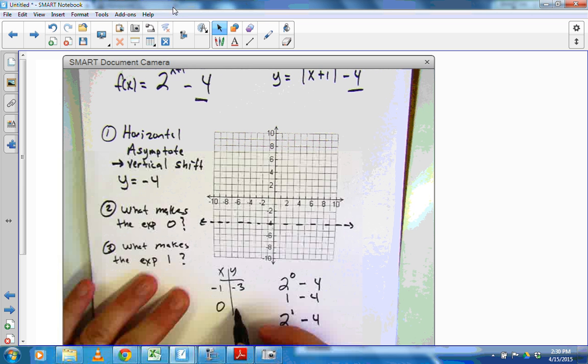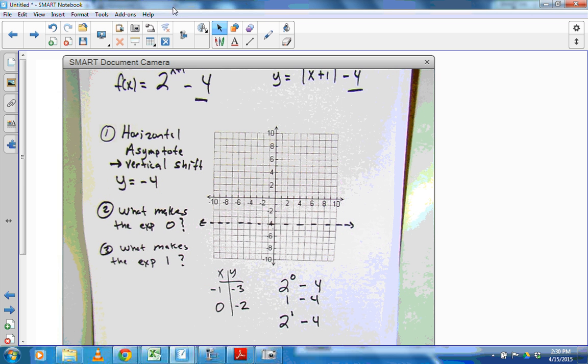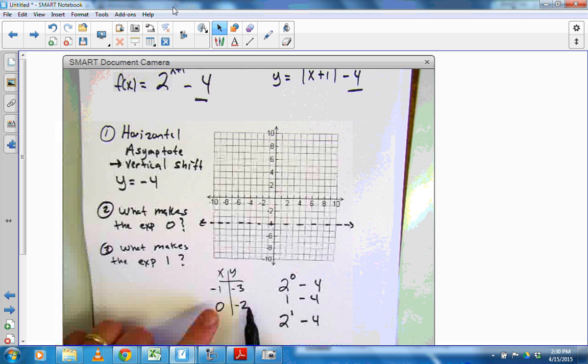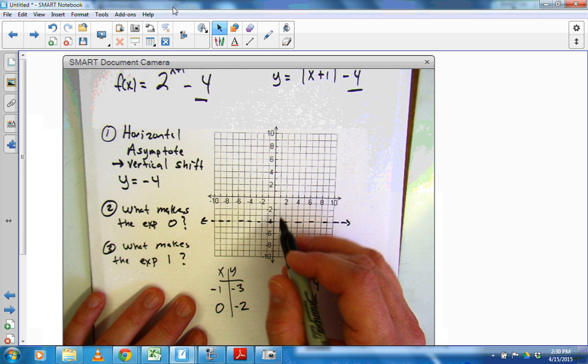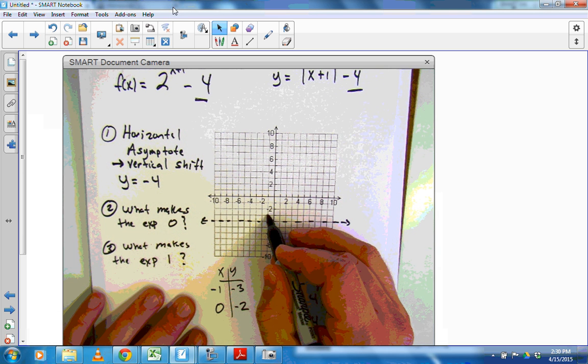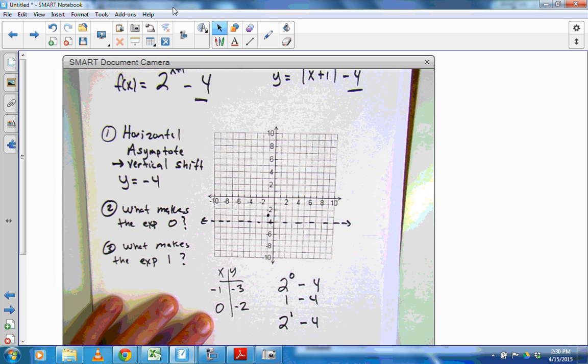Okay, now those are my 2 points that I need. So notice I need 3 things. I need a couple of points, and I need the asymptote. Okay, the vertical shift, and that's going to tell me the asymptote. Now let's graph my points. I got -1, -3. All right, and 0, -2.